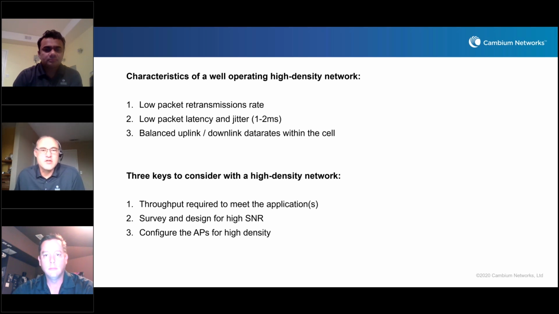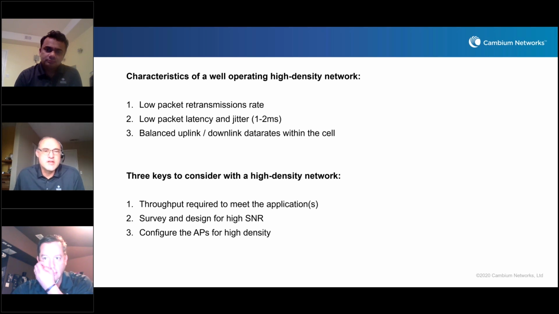So within the cell, what you don't want to see is a network where the access point is transmitting to the client at 200 megabits per second at the RF data rate, and the client is trying to transmit back at 1 megabit per second or 6 megabits per second. That degree of imbalance in the data rates leads to lots and lots of problems in the network. So those are the characteristics of a well-operating network, 3 things you're going to be looking for.